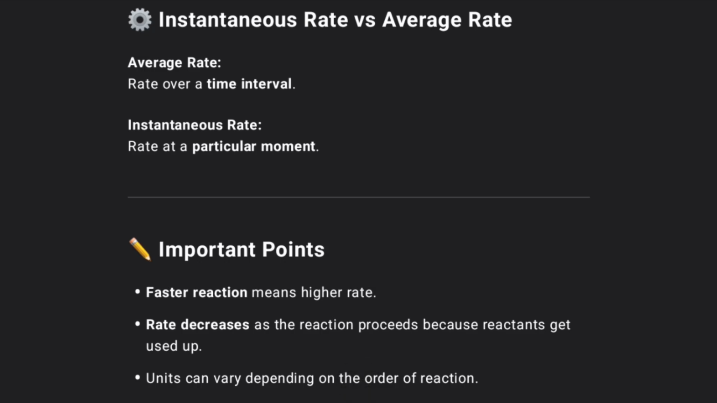Important points. Faster reaction means higher rate. Rate decreases as the reaction proceeds because reactants get used up. Units can vary depending on the order of reaction.